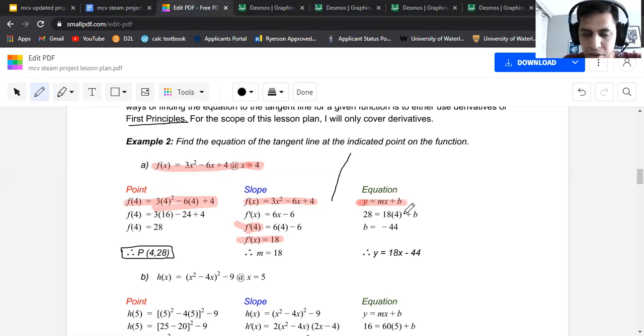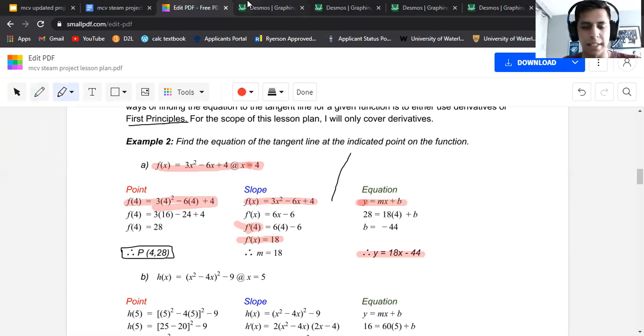So 18 times 4, and then 28, and then you do a little bit of algebra here. Again, this is like grade 9 level algebra. And you're going to end up with b is equal to negative 44. So as you can see, we have all the values that we need in order to plot this function. And the final answer, of course, is y is equal to 18x subtract 44.